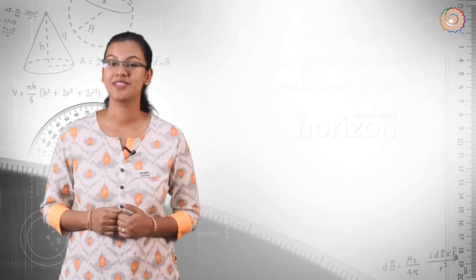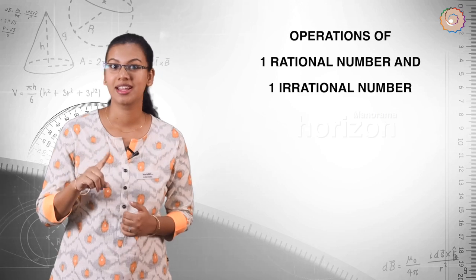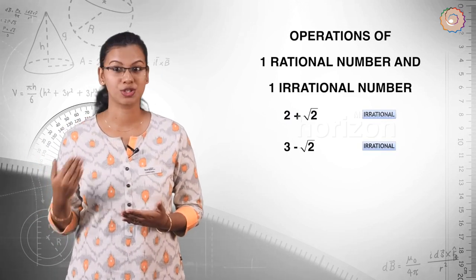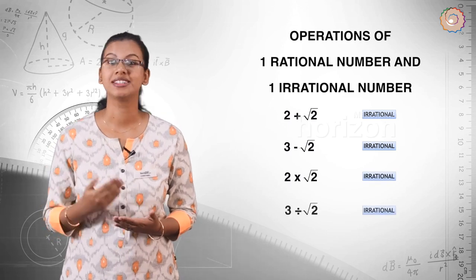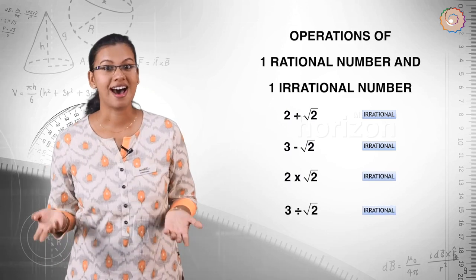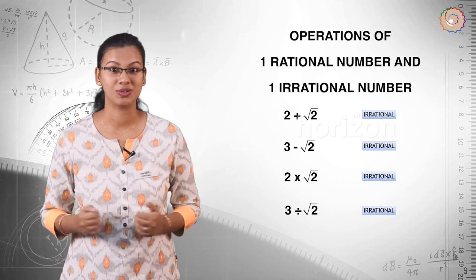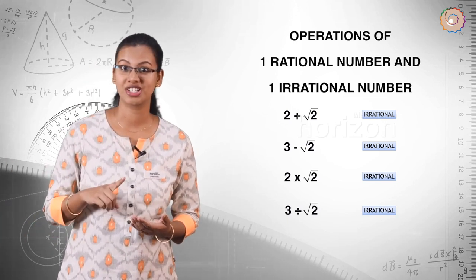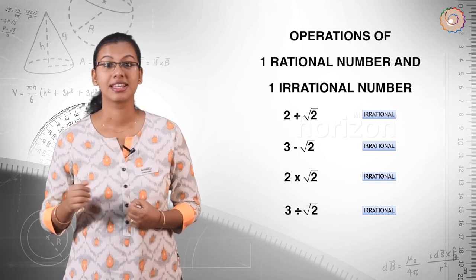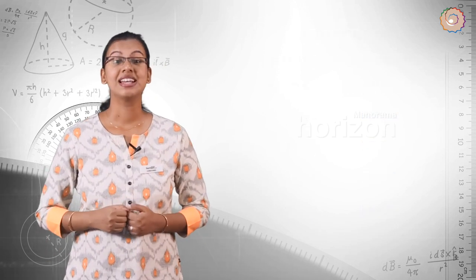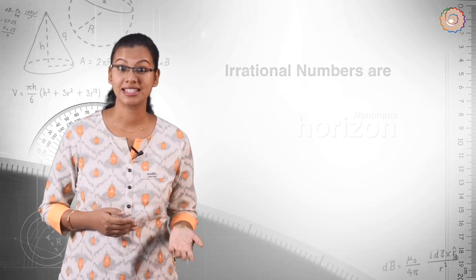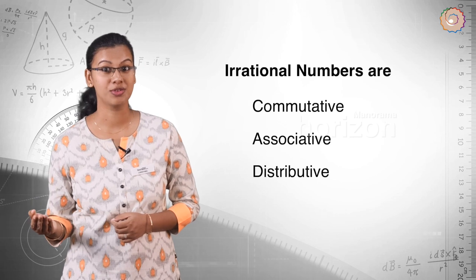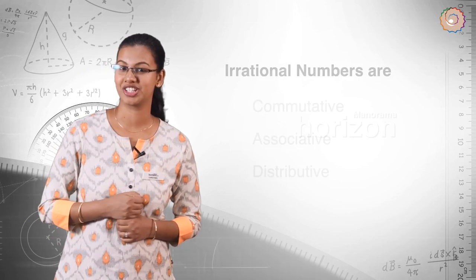Now let's see what happens if we operate one rational number and one irrational number. 2 plus root 2, 3 minus root 2, 2 into root 2 and 3 by root 2. All these are irrational numbers. So we can conclude that if we add, subtract, multiply or divide one rational number and one irrational number, then the result is irrational. Just like rational numbers, irrational numbers are also commutative, associative and distributive for addition and multiplication.